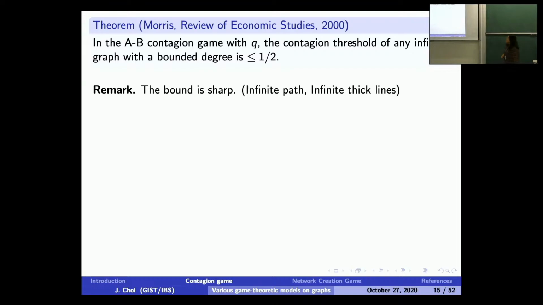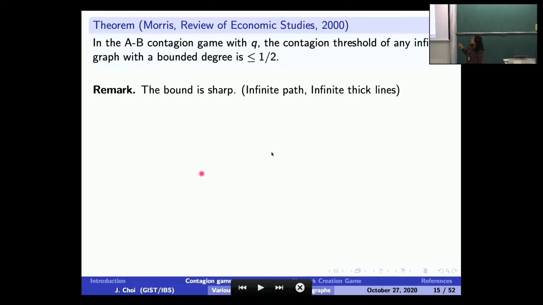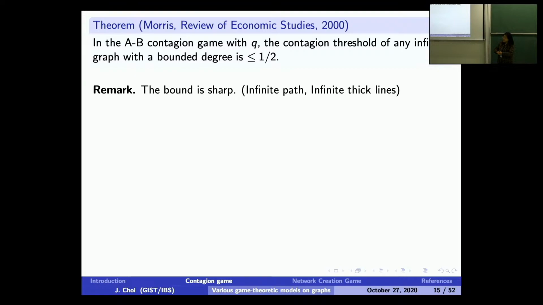There's a known result by Morris, and this Morris is the first person to come up with this model of the contagion game, and I think he's an economist. In the AB contagion game with Q, the contagion threshold of any infinite graph with a bounded degree is at most 1 over 2. Intuitively, it must be 1 over 2, because if it is bigger than 1 over 2, then the payoff with A is always less than the payoff of having B, and B is already taken, and we have only a small portion of A, so it's not advantageous at all. But this is not a trivial result either.